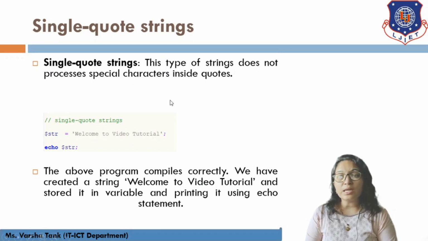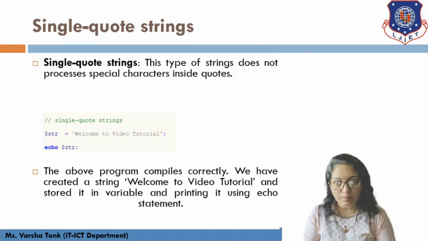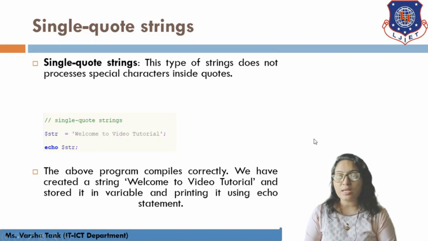In a single quoted string, this type of string does not process the special characters inside the quotes. That means, suppose you have defined a variable inside the string, then it will display it as it is. It will not determine that this variable is for displaying some specific string or anything that is assigned to that particular variable. That we will see in an example.